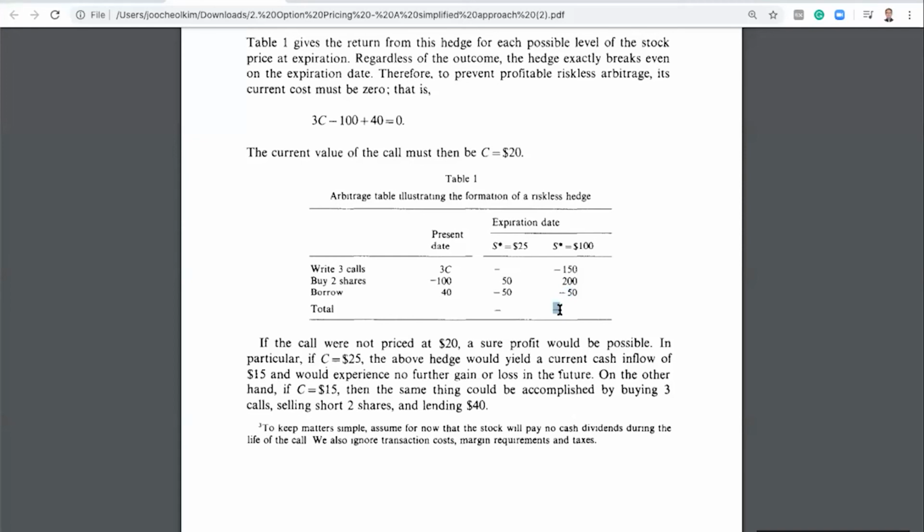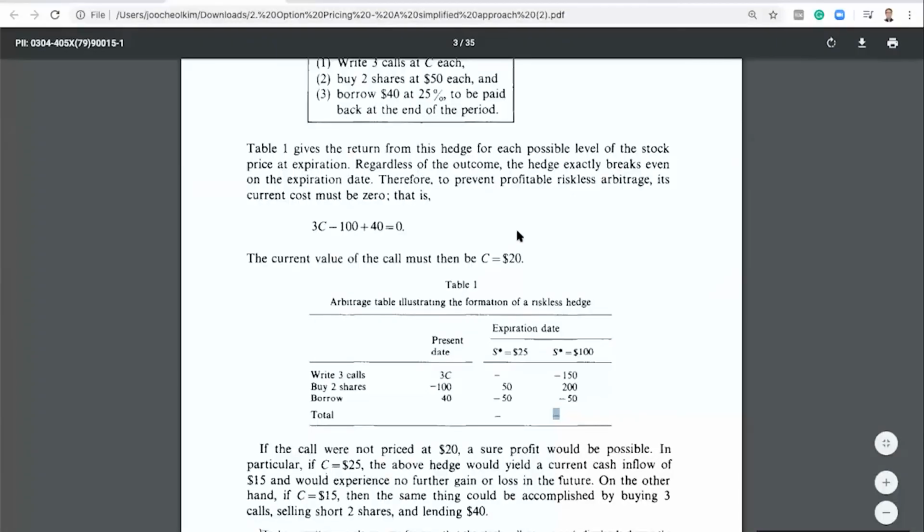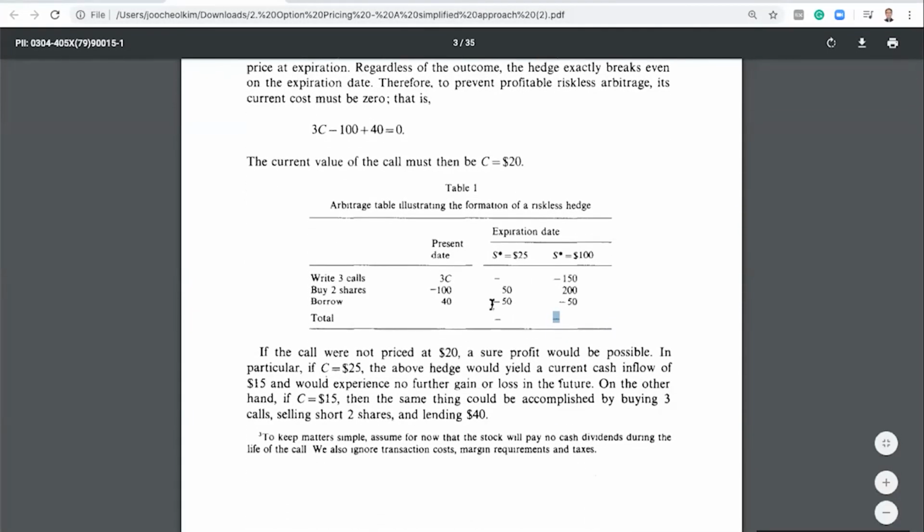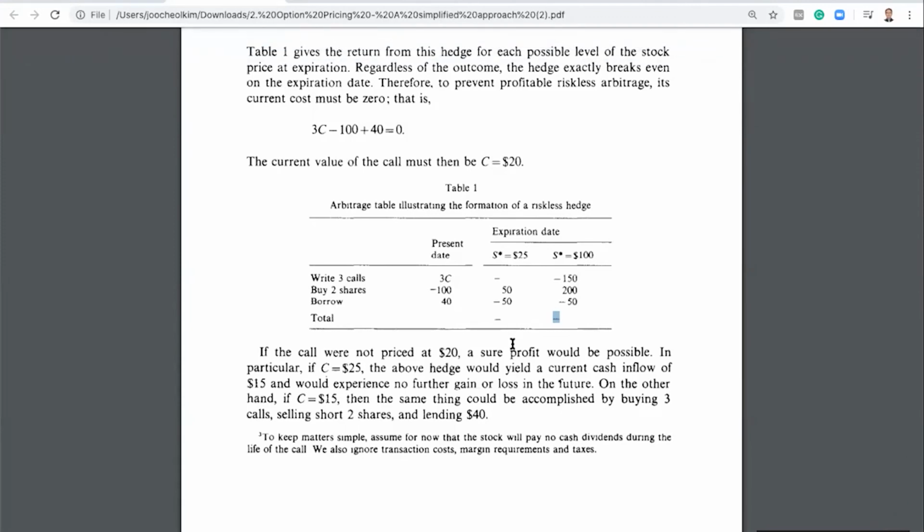And this is the clue. At the beginning, you set up a certain portfolio, and at the end of the period, whether it goes up or it goes down, you don't have to pay anything. Then, since we assume that there are no arbitrage opportunities, that means the cost of building the current portfolio should be 0.